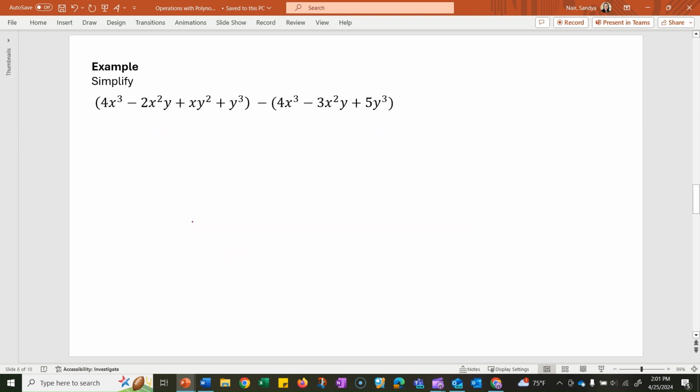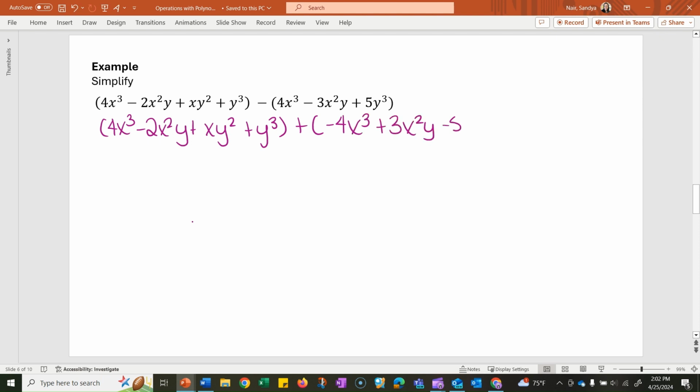So here we have another subtraction. So once again, I'm going to use the same strategy. I'm going to recopy my first polynomial, and then I'm going to switch it to a plus sign, and then switch all the signs in the second one to the opposite. So minus 4x cubed plus 3x squared y minus 5y cubed. And so now let's go ahead and line these up so we can just add them vertically.